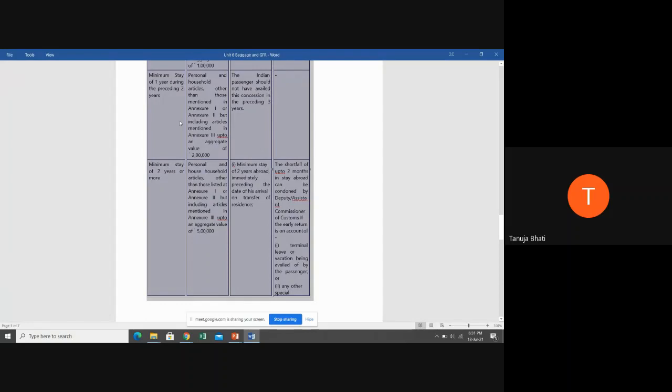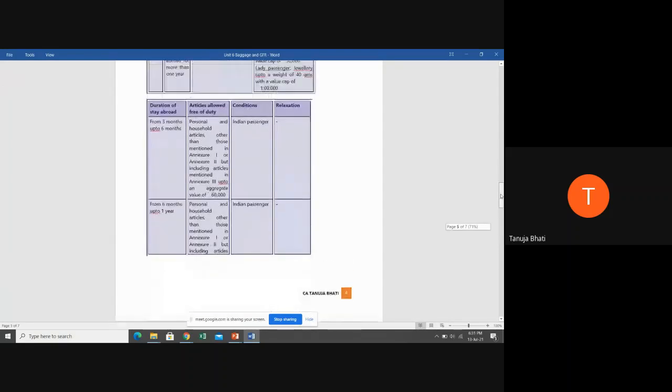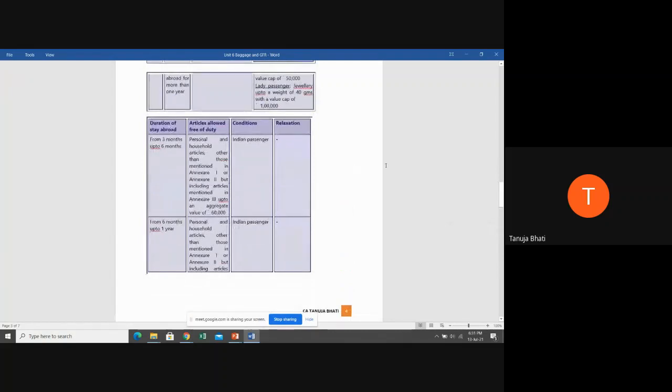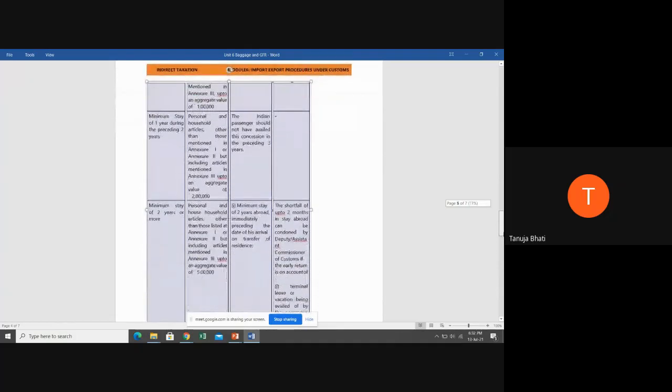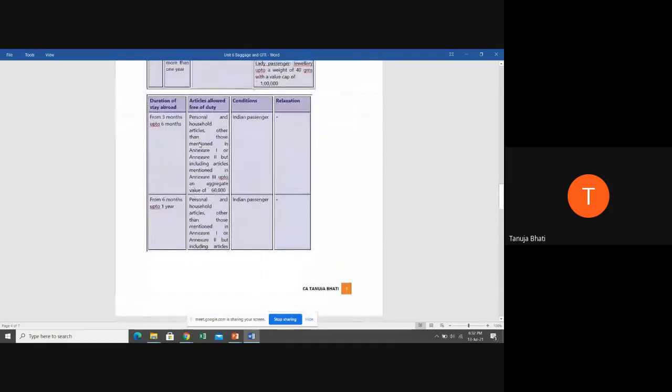Where the minimum stay of a year, we had seen the duration of stay abroad, that when an Indian citizen is going abroad, the duration of stay we had seen for 3 to 6 months. What is the general free allowance given for 6 months to 1 year, if he stays abroad?